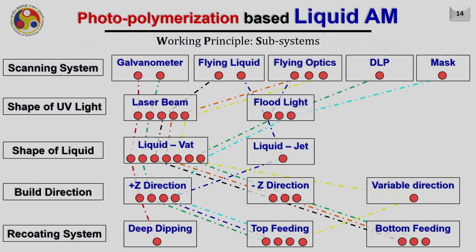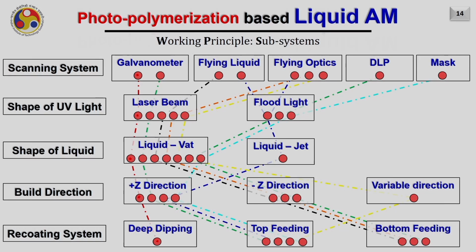Like the system which uses a galvanometer for scanning, it uses the shape of UV light as laser beam, the shape of liquid is nothing but liquid vat, build direction is in +z direction, and it recoats or spreads the new layer by the deep dipping technique. This particular machine was developed by 3D Systems and it is called SLA. That was the first known additive manufacturing process. It was developed in the 1980s and they use these subsystems.